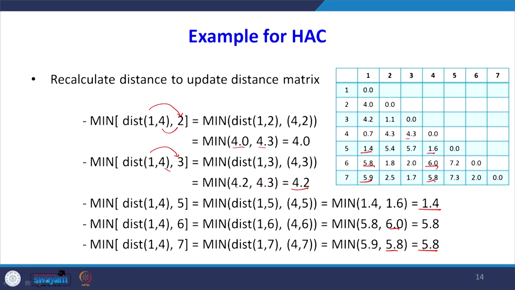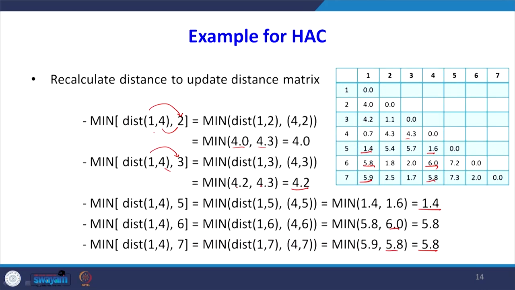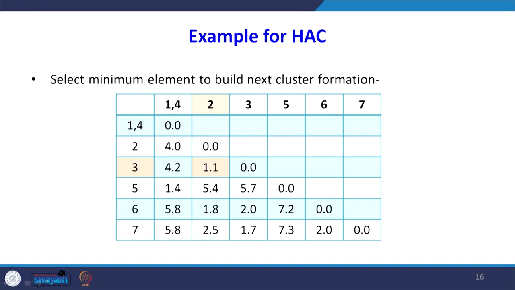Now we are going to update this value. What update have we done? Since 1 and 4 form a new cluster, now we find this value. How did we get this value? So 2, 1, 4. 2, 1, 4 is 4. So we updated the distance. This distance matrix is going to be used for our further steps. Now in that updated matrix again you find out which is minimum.